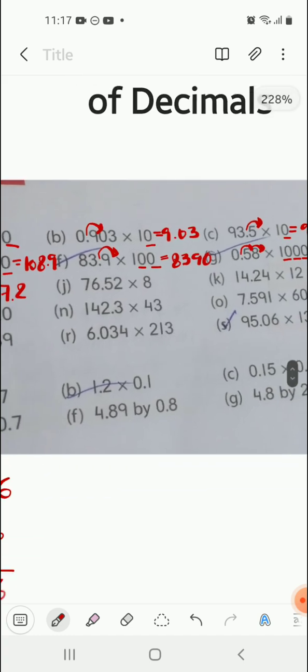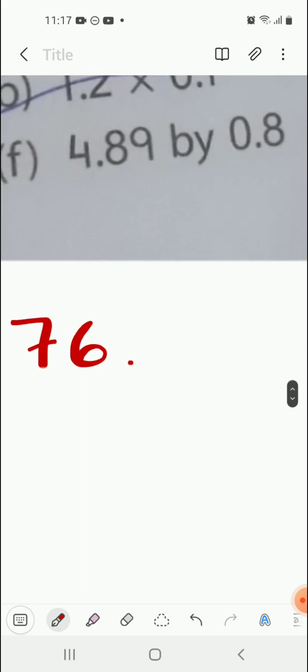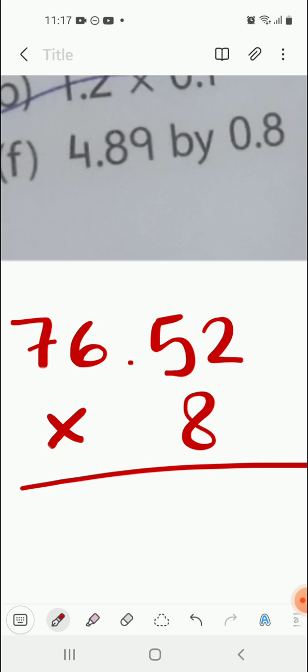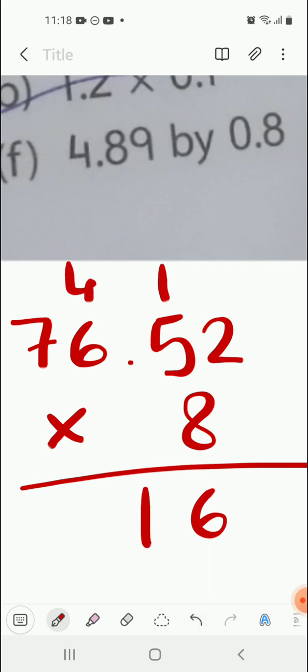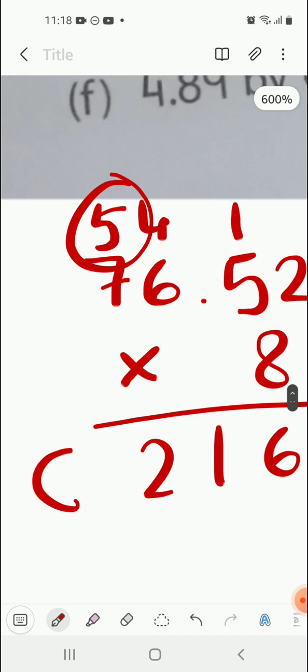Moving on, next, 76.52 into 8. This we need to work out. Ignore the decimal point and simply multiply the number as if there is no decimal place. So let's multiply. It is 8 into 2, 16. 5 into 8, 40 plus 1, 41. Again 8 sixes are 48 plus 4, 52. Then we have 7 into 8, that is 56 plus 5. So it becomes 61.